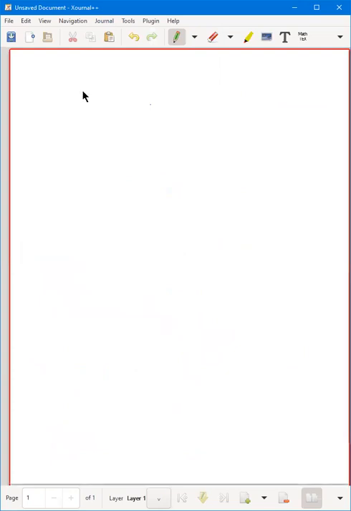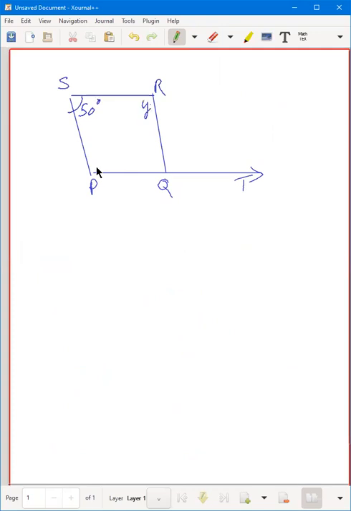Okay, let's solve a few questions now. Let's start with a very simple one. We are given that PQRS is a parallelogram. Find the values of X, Y, and Z.